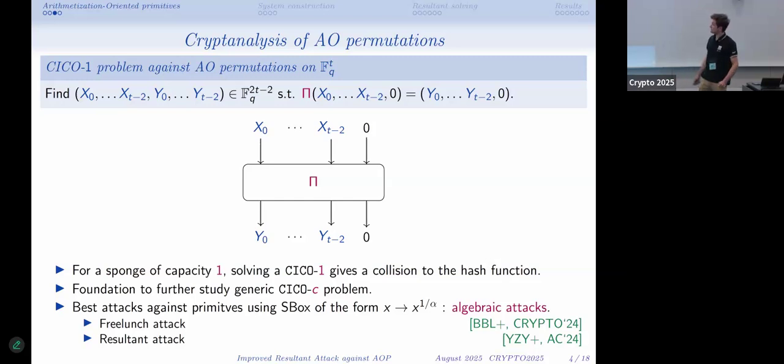So why do we actually care about this problem? It turns out that if you use a permutation in a sponge with capacity 1, then you can pretty trivially construct some collisions. Even though that might not seem very useful in a typical scenario, in the arithmetization-oriented world, some hash functions just have 2 wires. So in this case, you do have a capacity of 1, and this is actually pretty usable. The best attacks against these primitives are usually algebraic attacks for the ones with the alpha inversion, so S-boxes of the form x gives x to the 1 over alpha. Two notable attacks are the free lunch attack, which was presented here last year, and the first ever resultant attack.